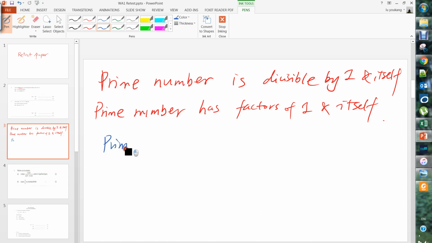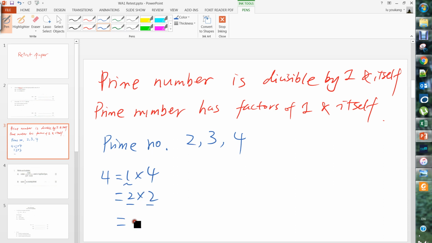Okay, so the first prime number is actually 2, and then 3 and 4. By the way, let's see if 4 is a prime number. To find that, first we need to find out the factors of 4. To find the factors of 4, I like to start with 1 first. So 4 is equal to 1 times 4, and then I start with 2 next. So 2 times 2 is 4 as well. Last but not least, 4 times 1 equals 4.